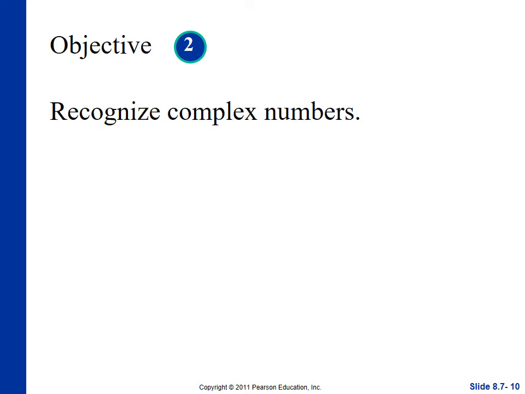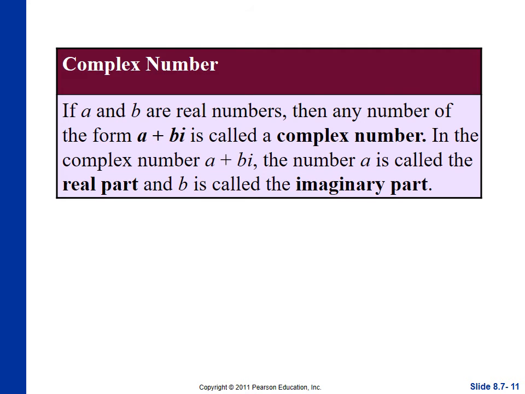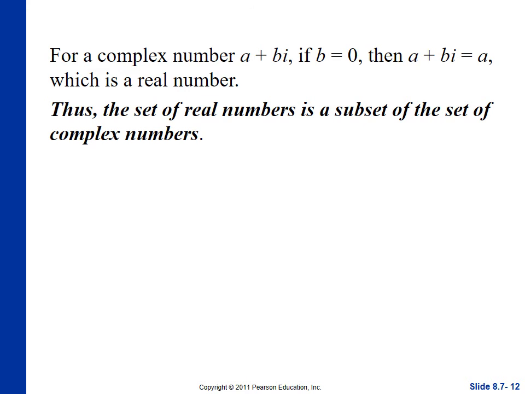Okay, so recognizing complex numbers. If a and b are real numbers, then any number of the form a plus bi is called a complex number. In the complex number a plus bi, the number a is called the real part, and the number b is called the imaginary part. So for a complex number a plus bi, if b is equal to 0, then a plus bi is a, which is a real number. So the set of real numbers is therefore a subset of the set of complex numbers. Okay, so this is a new set of numbers that we are dealing with here.